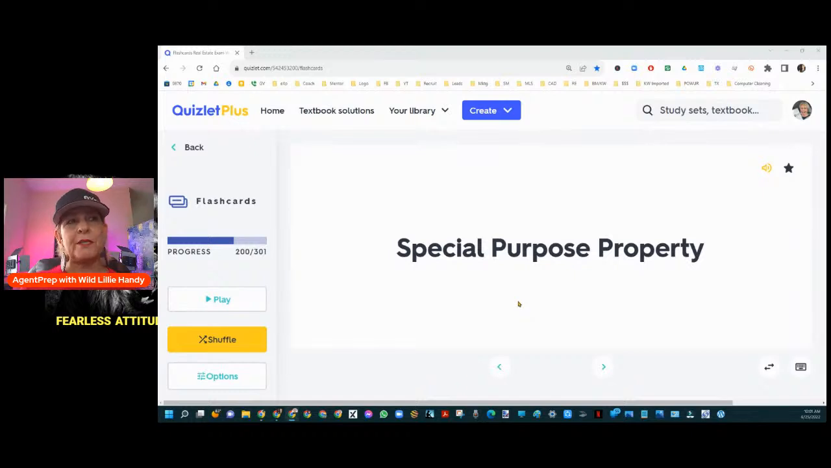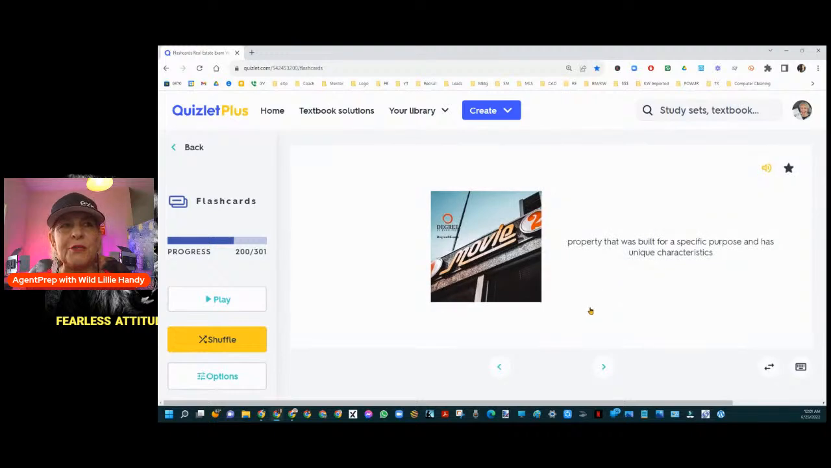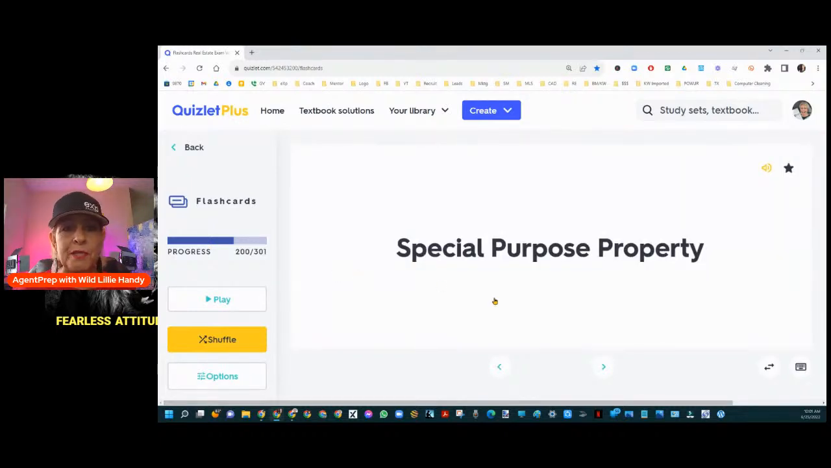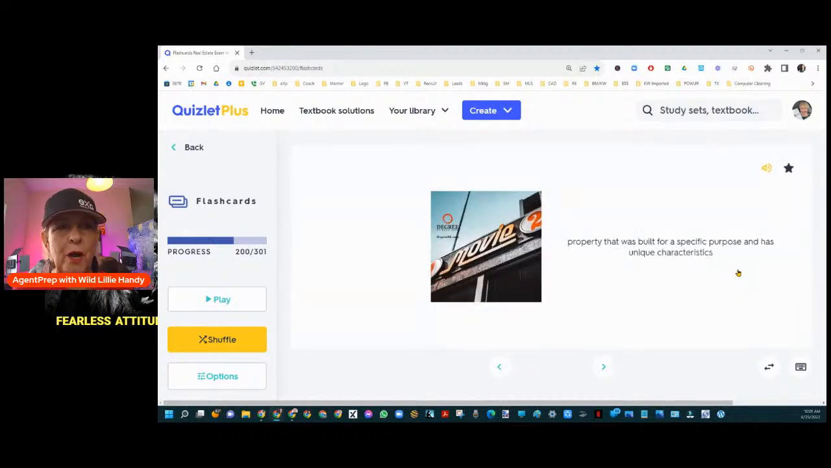All right, so special purpose property. What is that? It is property that was built for a specific purpose that has unique characteristics. Special purpose property, okay? Commercial properties, other types of properties, as the picture shows. Movies too, you know, a lot of old movies used to be blockbusters, and now we have Netflix, virtual companies.